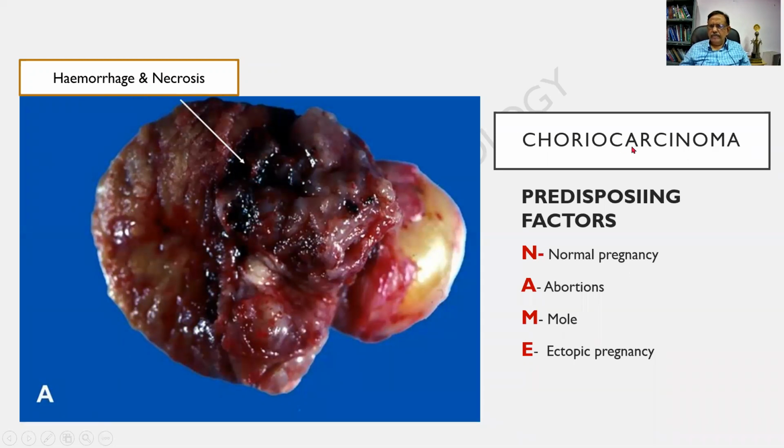And the predisposing factors for choriocarcinoma, you name them, you have them. N for normal pregnancy, A for abortions, M for mole, E for ectopic pregnancy, that is the name. Remember this mnemonic.